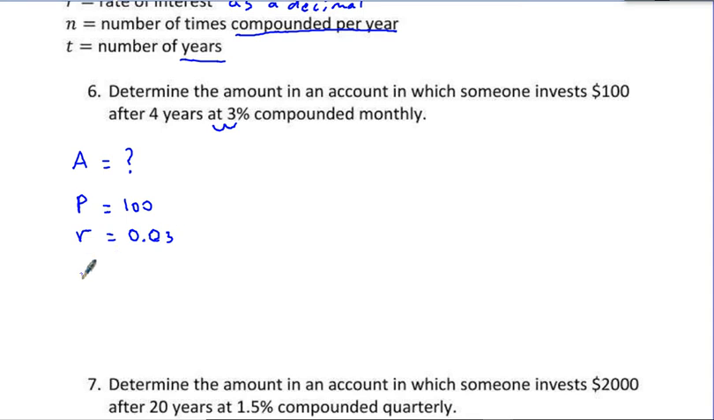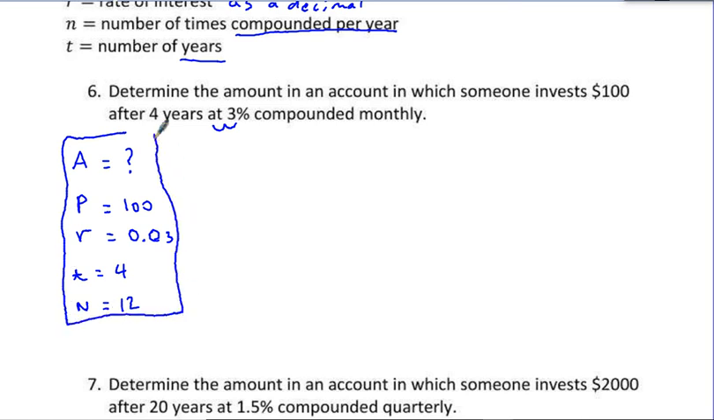The time is 4 years. Again, that needs to be in years. And they say we're compounded monthly, so N is going to be 12, because there are 12 months in the year, so the interest is going to be calculated 12 times. Okay, so that's the given information in this problem. I like to put that in a box.